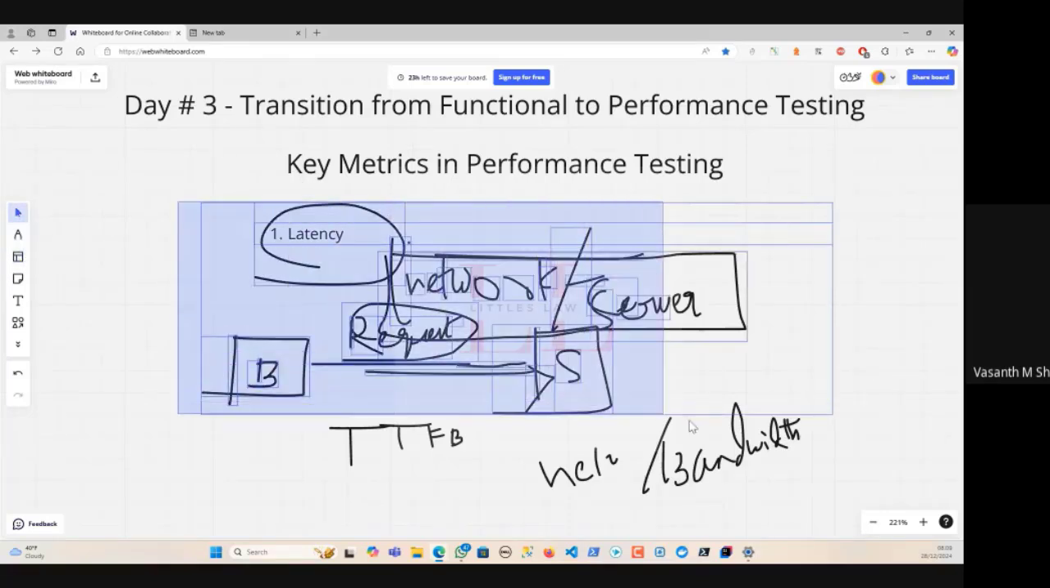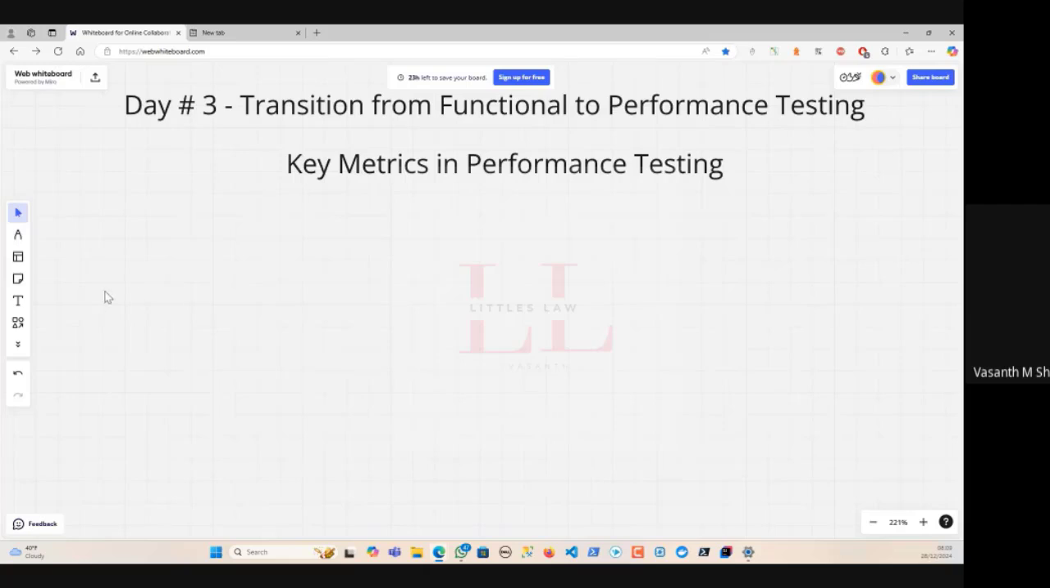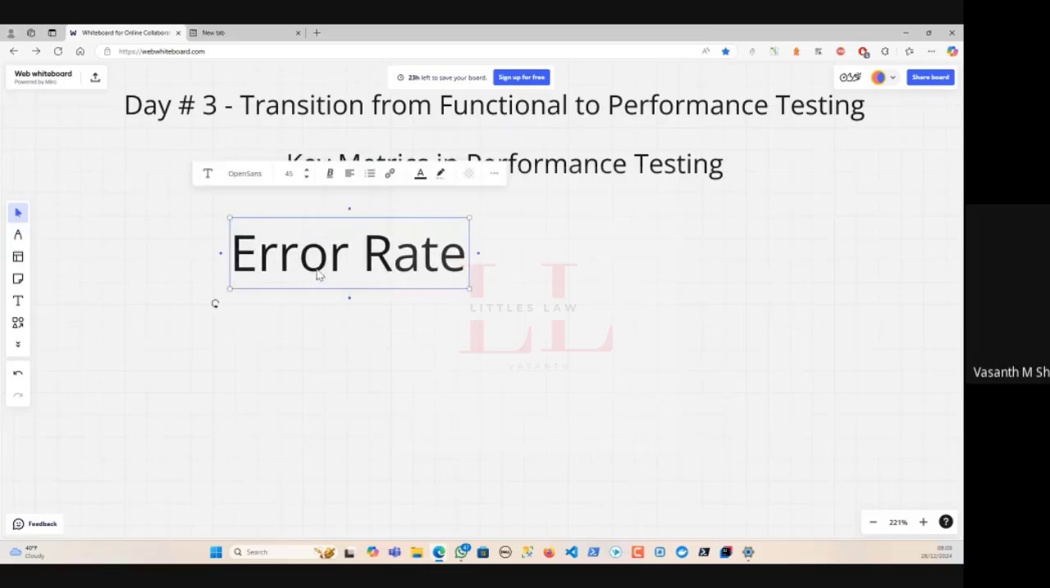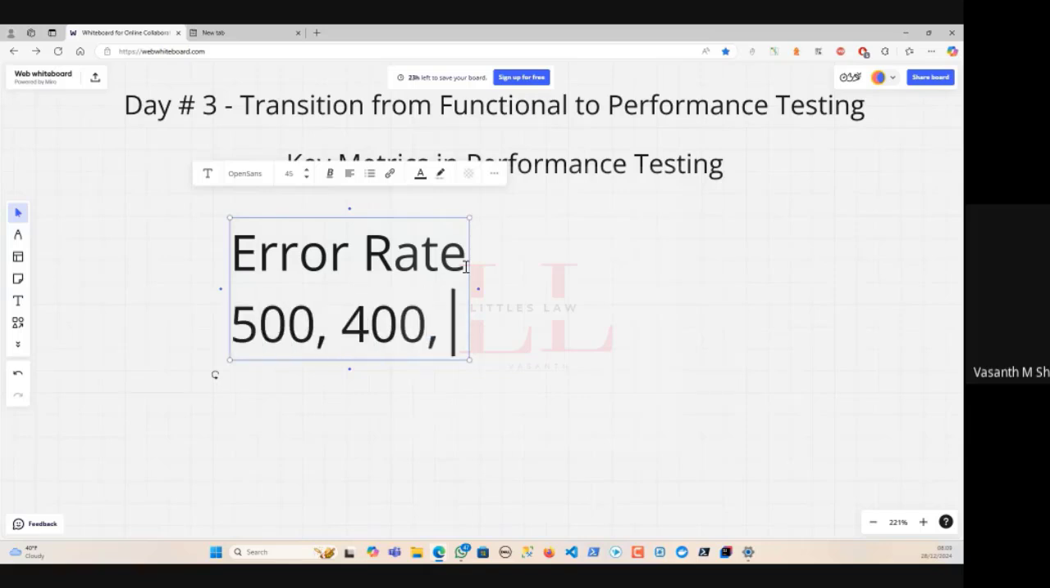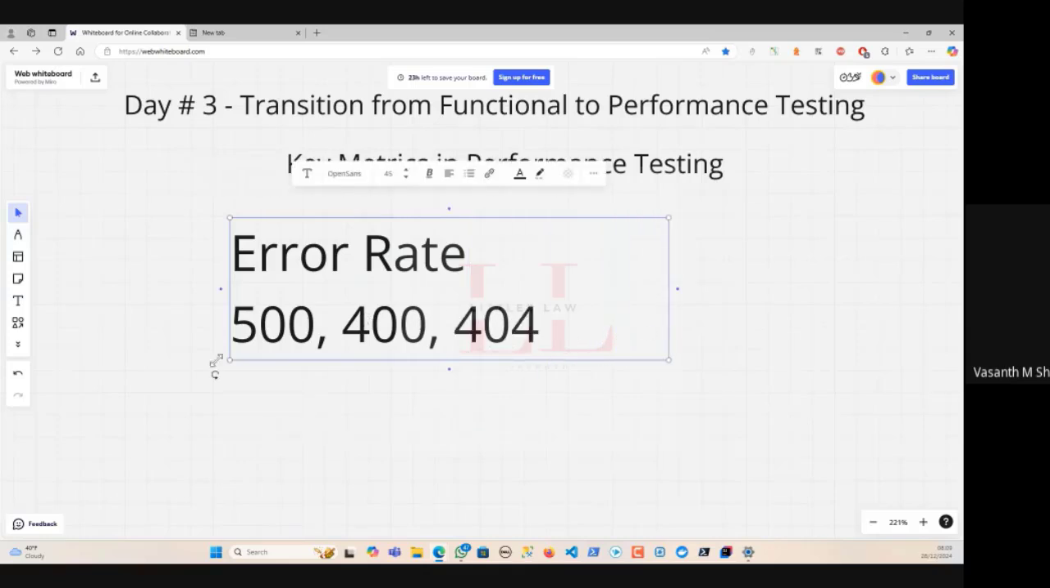Moving on to the next one, which is the error rate. Why error rate? I told you in the very beginning that we don't test the failure scenarios, but where does this error rate come in? The error rate is the percentage of requests that fail due to errors like server timeout. We do see the 500 response code, 400, 404. All these are part of your error rates, and we also check for validation failures.